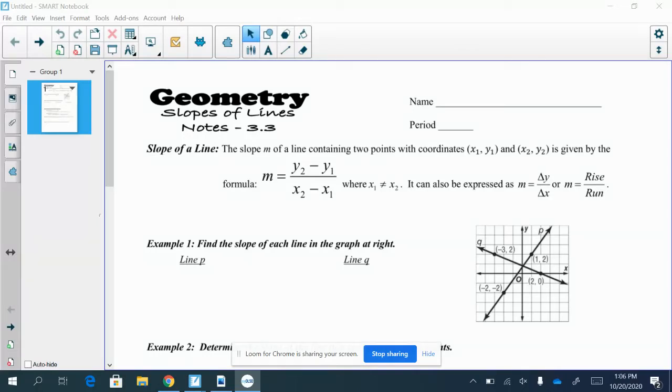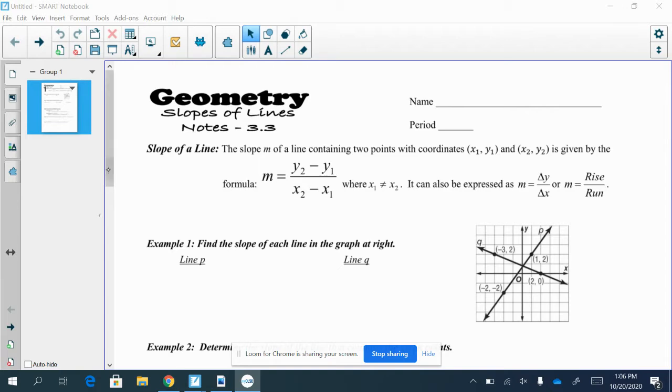The slope m of a line containing 2 points with coordinates (x1, y1) and (x2, y2) is given by the formula m equals (y2 minus y1) over (x2 minus x1), where x1 cannot equal x2. It can also be expressed as m equals the change in y over the change in x, or rise over run.